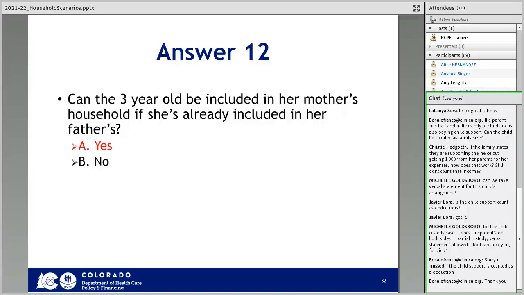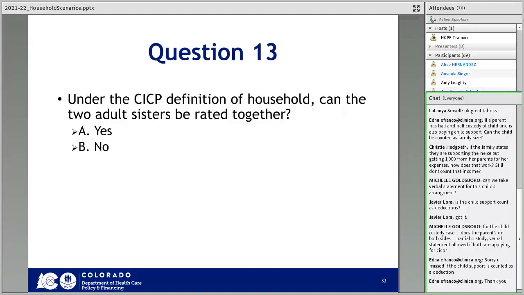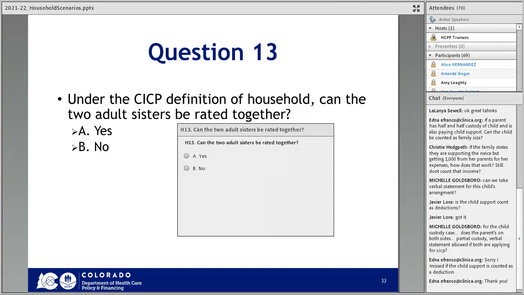So the 3-year-old can be in both household sizes, especially if she is spending half her time with her mother and half her time with her father. But yeah, so you are allowed to count her in both. So under the CICP definition of household, can the 2 adult sisters be rated together?